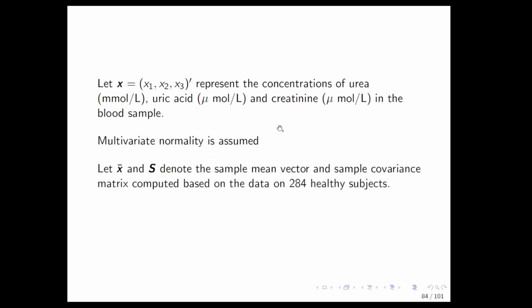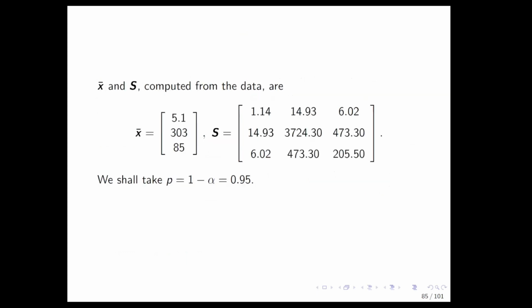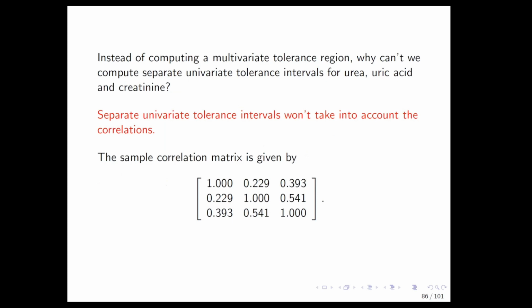So let X bar and S denote the sample mean and sample covariance matrix. Here they are from the data. And we are going to take P and 1 minus alpha, both equal to 0.95. Now, obviously, instead of computing a multivariate tolerance region, we can compute separate univariate tolerance intervals. Then the problem is that doesn't take into account the possible correlations among these three quantities. As we can see, the correlations are not that small, 0.54, 0.39, 0.22. This is the correlation matrix computed from the sample. So clearly, if these things are correlated, you want a region that will take into account the correlation.